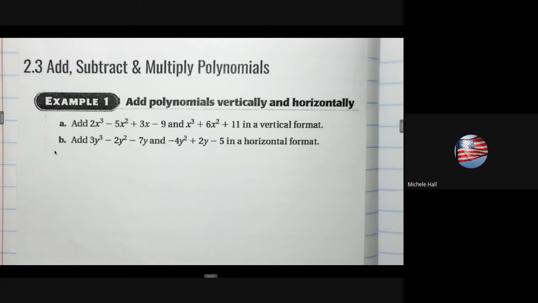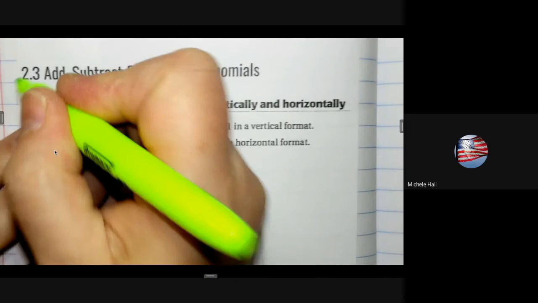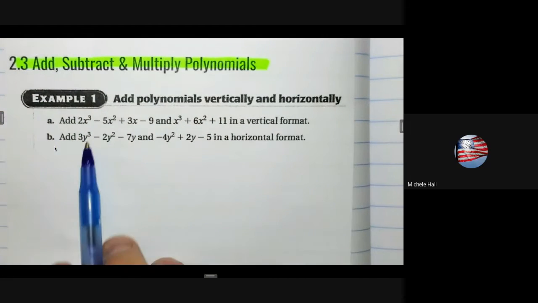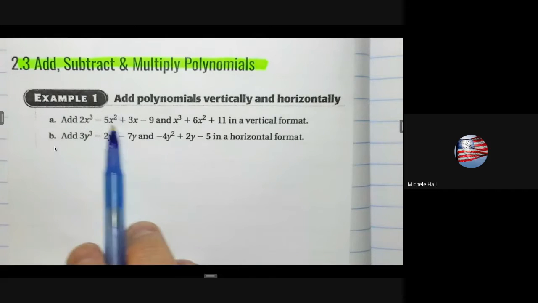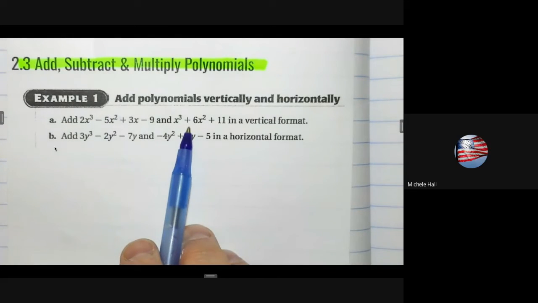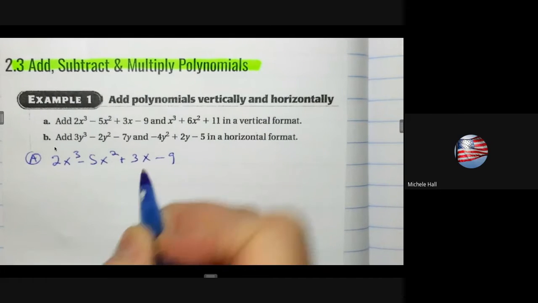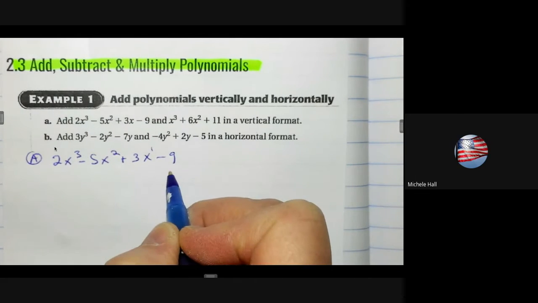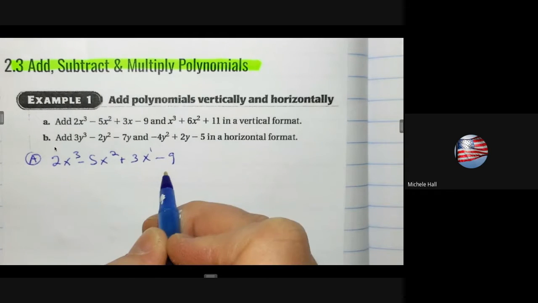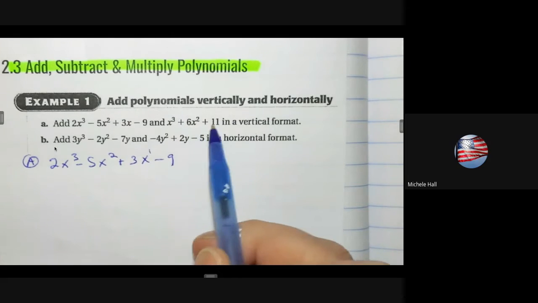3, add, subtract, and multiply polynomials. Example 1, add the first polynomial and the second polynomial vertically. X cubed, x squared, x to the 1, and the constant. I want to make sure that all of those terms are there just in case when I line them up vertically. I want to make sure I'm putting these in the correct column.